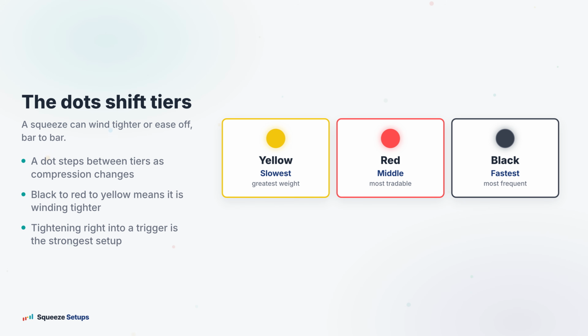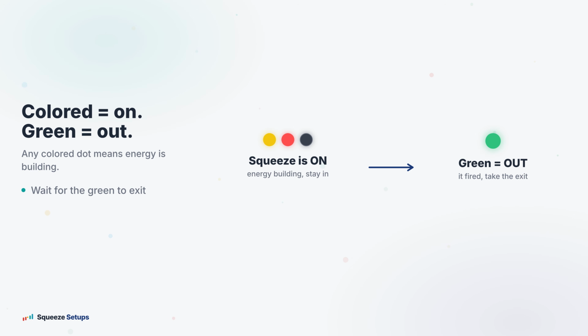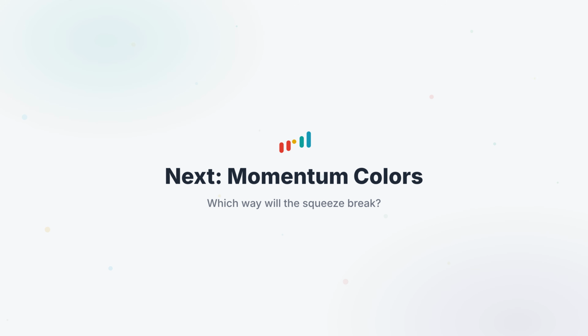Finally, we have the black dot squeeze, which is our fastest squeeze, the one that we see most frequently because, again, it just means that we've breached the widest set of Keltner channel bands that we have available to us. In all 3 of these cases, though, that tells us information that a squeeze is on and energy is building. We wait for a green dot squeeze, which is when that squeeze has fired, and that is what we consider to be the exit.